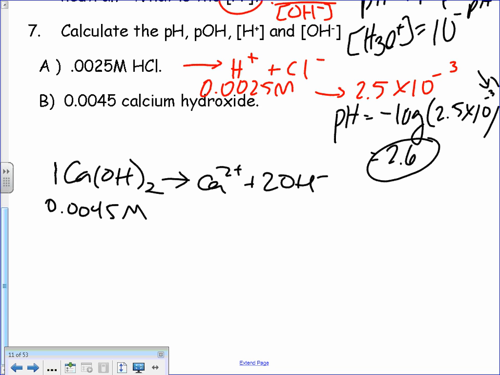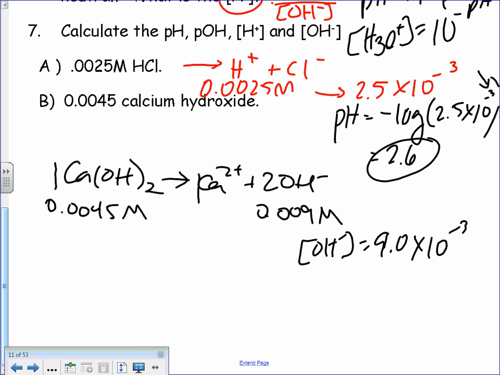If it dissociates in a 1-to-1 mole ratio with calcium, that's automatically the calcium concentration. But what's the hydroxide concentration? 2 times that, because it makes double the hydroxide. So this will be 0.009 molar. So this is hydroxide concentration, 9.0 times 10 to the negative third. What is the approximate pOH?